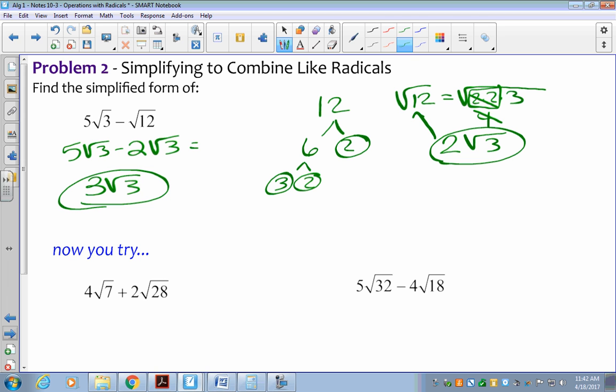All right, you guys, give this a whirl. 7 is a prime number, so don't try to factor tree 7. It's just going to stay. But be detectives. If you know 7 is a prime number, guess what factor is going to be left underneath this radical? 7. Okay, I'm going to give you guys 1 minute to try these two problems.